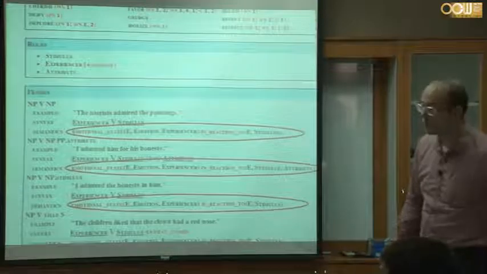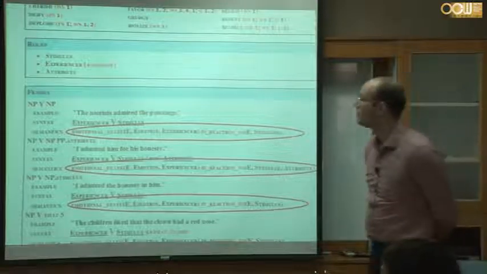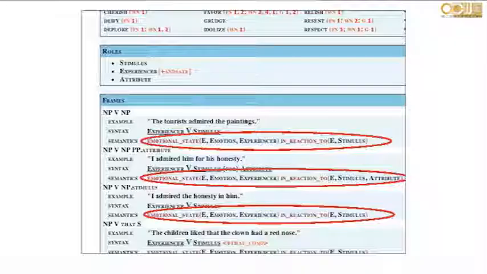Okay, just a second. Can you explain the difference between the first frame and the third one? Because you add another feature, stimulus, there. Yeah. So, do you mean the first one is not a stimulus? So, yeah, I was worried you were going to mention that.